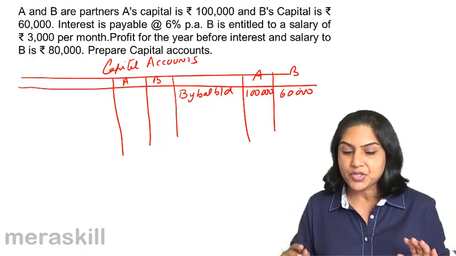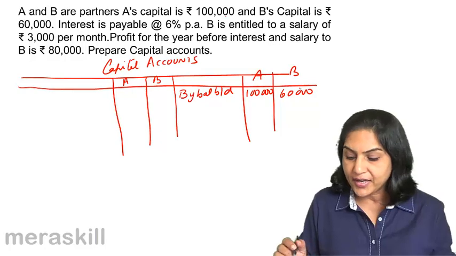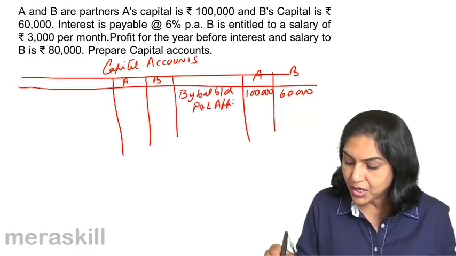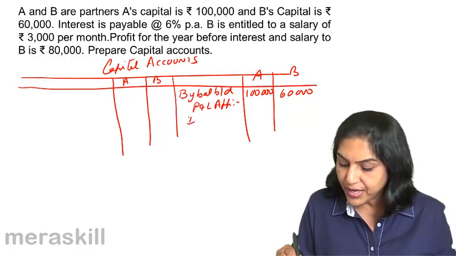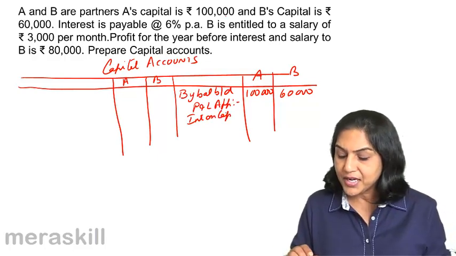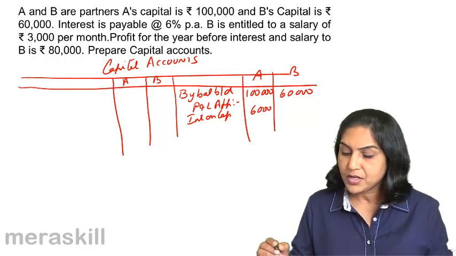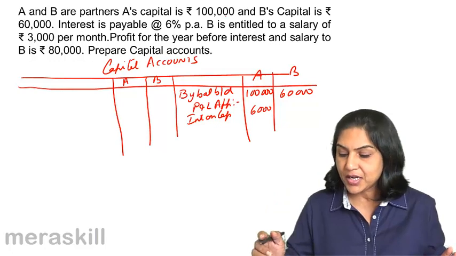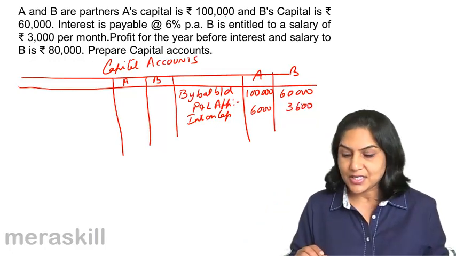Now when profit is distributed, what happened? How was it distributed? They got interest. So by profit and loss appropriation account, on account of interest on capital. What was the interest on capital? A got an interest of 6,000. So profit and loss account was debited. Now we are crediting the capital accounts for 6,000 and 3,600.